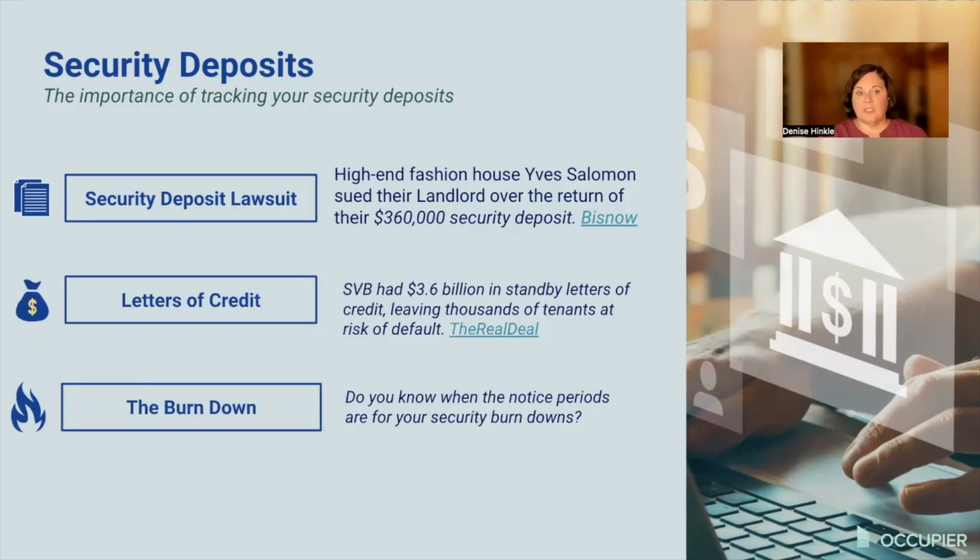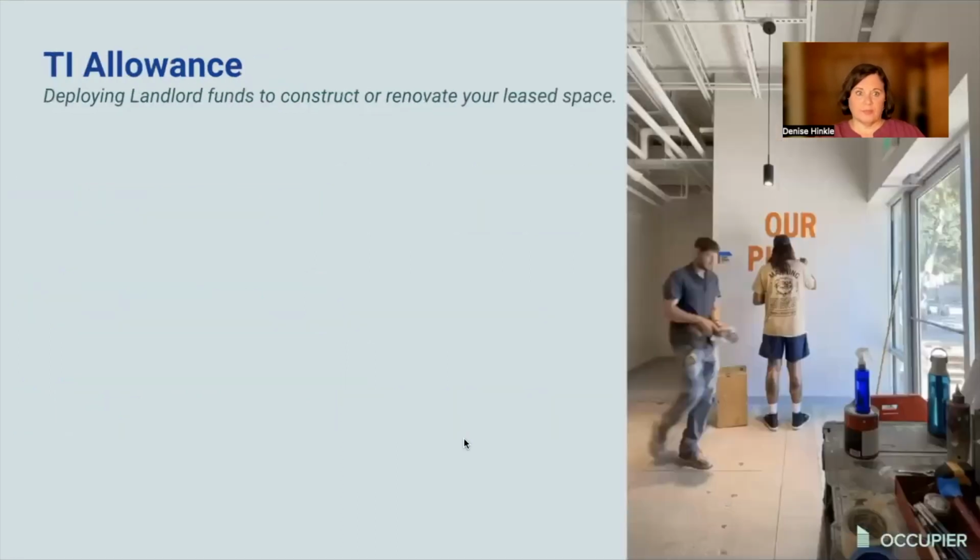And then the burn down is the last situation that we're talking about here, and we talked about this in detail a little bit ago, but it's important to make sure that tenants are tracking those burn down dates, and if there is some action that needs to be taken in order to actually achieve that burn down process. Yep, it should all be written in your lease. For sure, for sure.